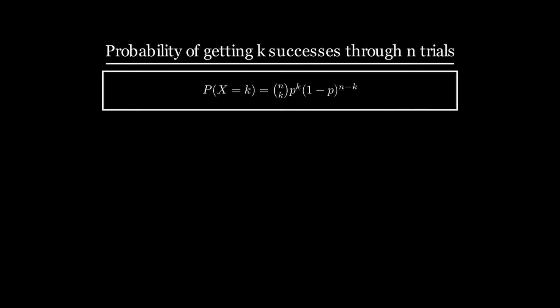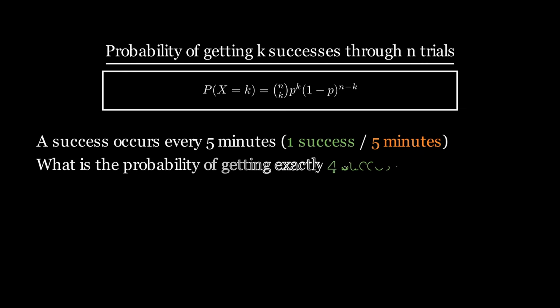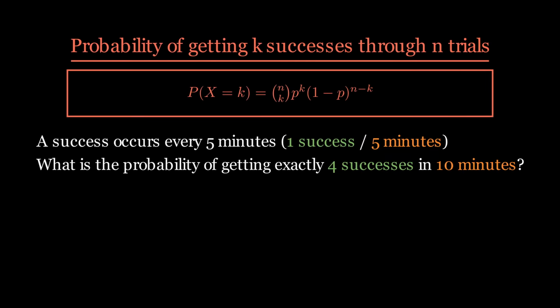For example, what if we're told that a success occurs every 5 minutes, and we want to know the probability of getting exactly 4 successes in 10 minutes? Notice that the metric we're given, which is 1 success every 5 minutes, does not tell us anything about the number of trials that will occur or the probability of a trial being successful. To solve a question like this, we need to use the Poisson distribution.